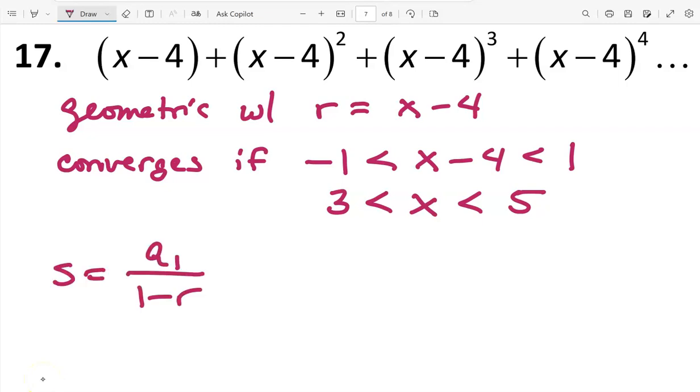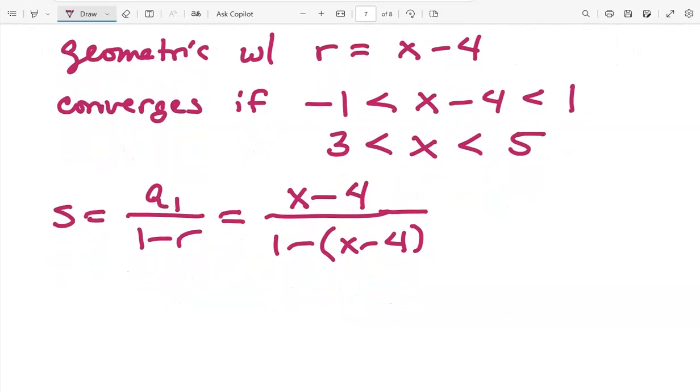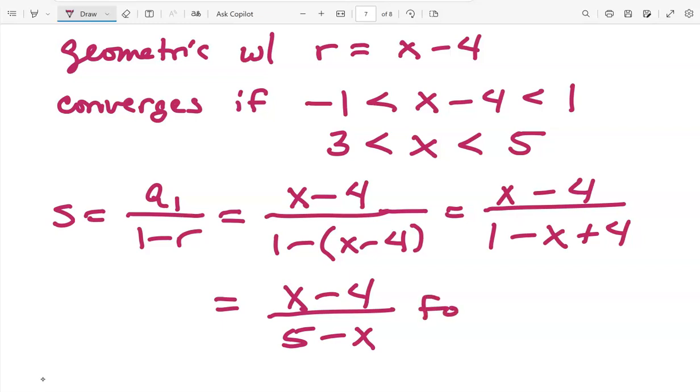The sum of a convergent infinite geometric series is the first term divided by 1 minus the ratio, and the first term of this series is x minus 4, and the ratio is also x minus 4. It's important when subtracting a binomial that we use parentheses. This will simplify to x minus 4 divided by 1 minus x plus 4, or a sum of x minus 4 divided by 5 minus x, which will be the sum for any x values that fall between 3 and 5.